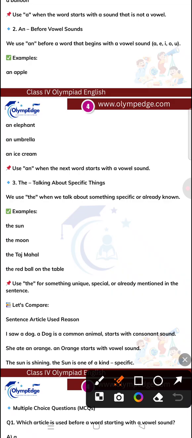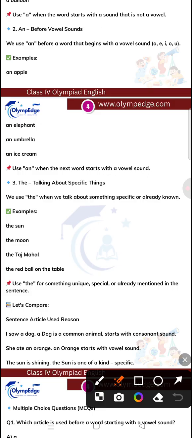Now let's move on to the use of. Oh, here we have another example, which is ice cream. So I does not have any specific rule. We only have learned the rule about U, right? So I is a vowel. So we have an ice cream, right? Then we use an when the next word starts with a vowel sound.